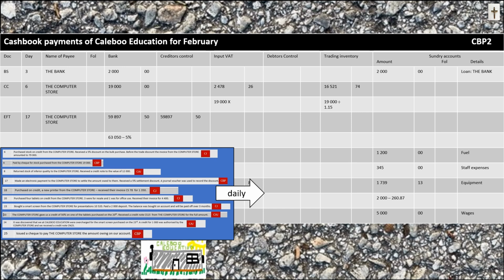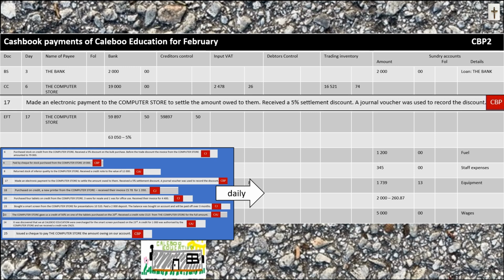Let's have a look what's happening here on the 17th. As said, there it is, made an electronic payment to the computer store to settle the amount owed to them. Remember, the computer store, we have an account with them and we buy from them on credit. So we're looking at accounts payable, and we're going to pay the computer store on the 17th what we owe to them. They give us a 5% settlement discount.